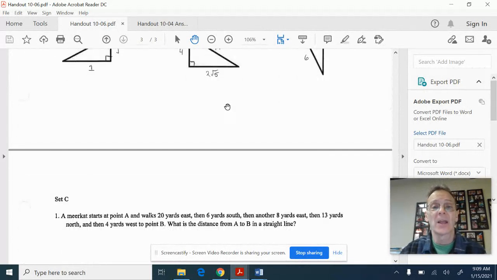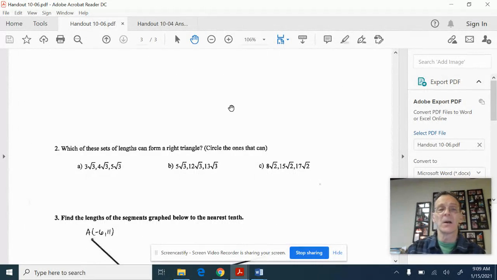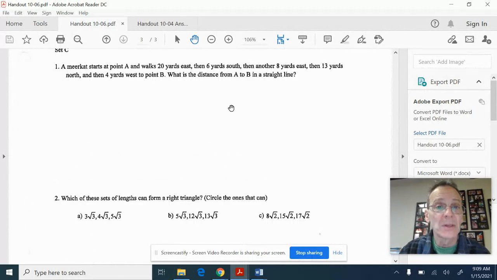Okay? And then on page 3, a couple more Pythagorean theorem problems, just to keep you in the practice of some of the problems that were among the harder problems from that Pythagorean theorem assignment.